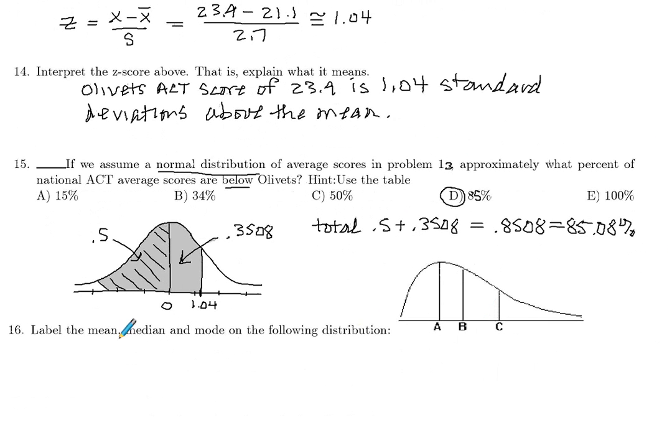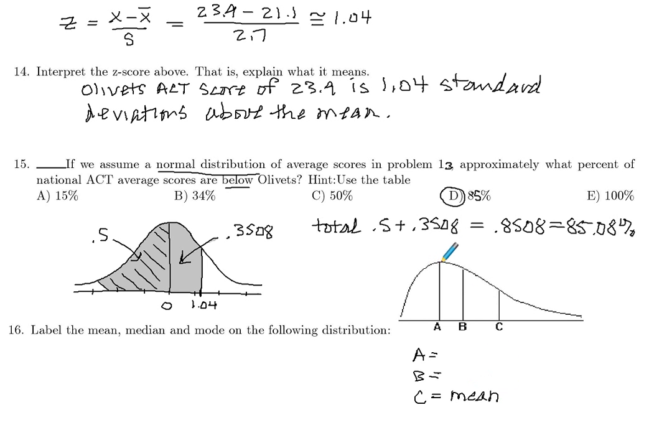And then last of all here, we're just labeling mean, median, and mode on the distribution. So this distribution is skewed to the right, so it's getting pulled to the right. And what pulls it to the right is the extreme values. And the one that gets pulled is the mean. Okay, so this C has got to be the mean. So let's label A, B, and C. C's got to be the mean because it's the one that gets pulled.